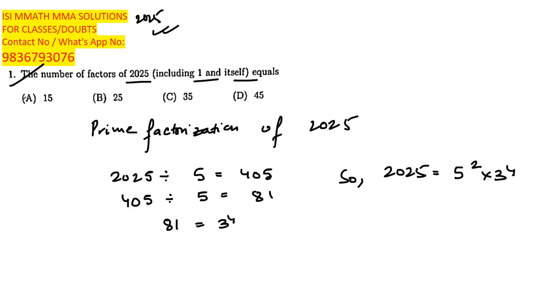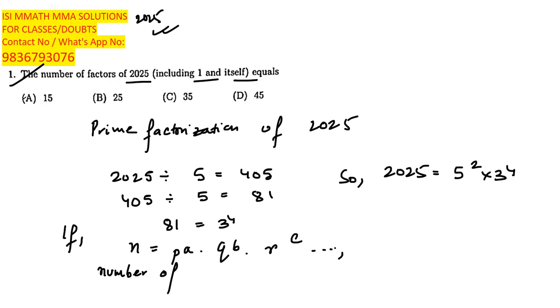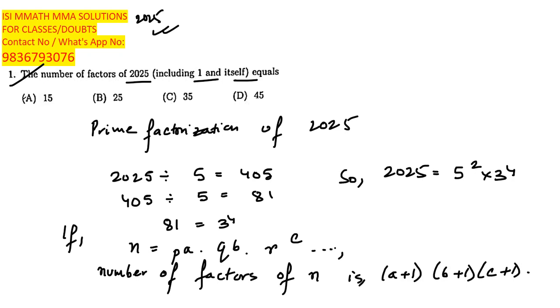Now we use the formula to count factors. We know, if n is equal to p to the power a, q to the power b and r to the power c, then the number of factors of n will be what? The number of factors of n will be (a plus 1)(b plus 1)(c plus 1).